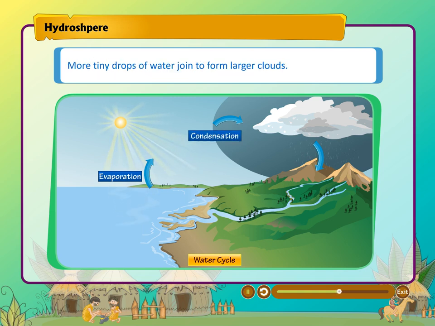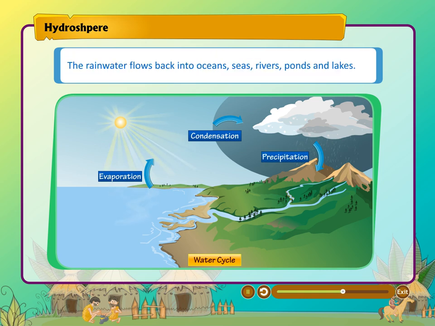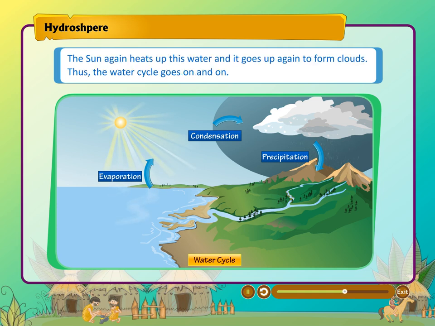More tiny drops of water join to form larger clouds. When clouds become heavy and cannot hold any more water, water falls on the ground as rain. This is called precipitation. The rainwater flows back into oceans, seas, rivers, ponds, and lakes. The sun again heats up this water and it goes up again to form clouds. Thus, the water cycle goes on and on.